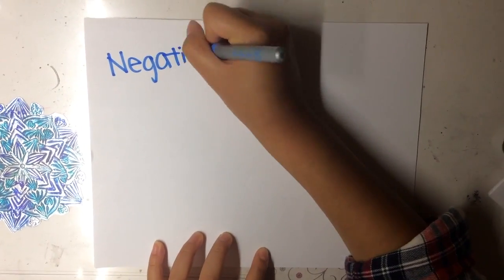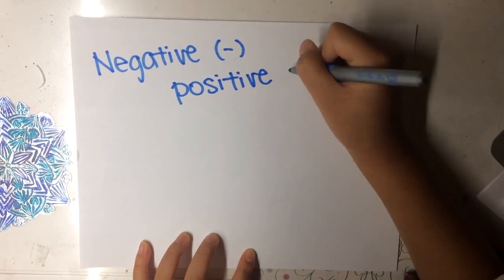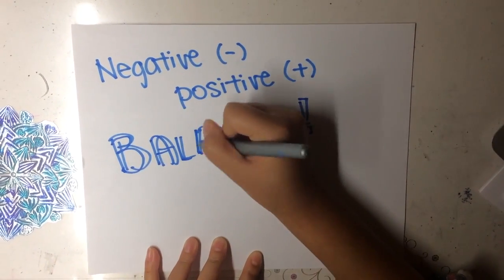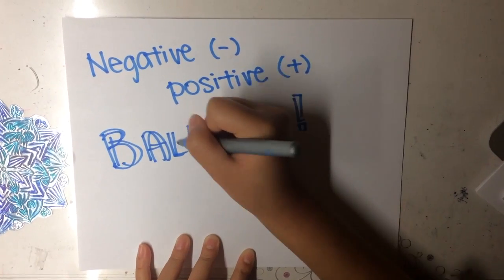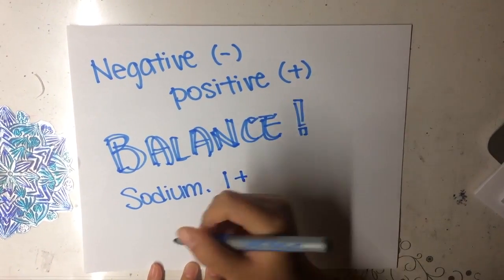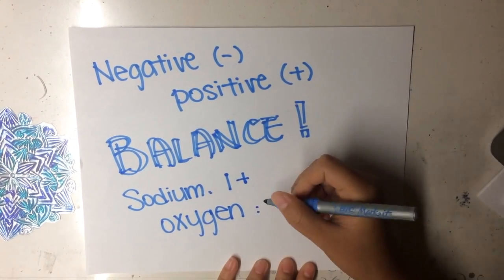Now let's get to naming. The negative and the positive parts need to be balanced in order to form an ionic compound. For example, when you take a sodium atom and want to put it with an oxygen atom, you need two sodium atoms to form a compound with oxygen.